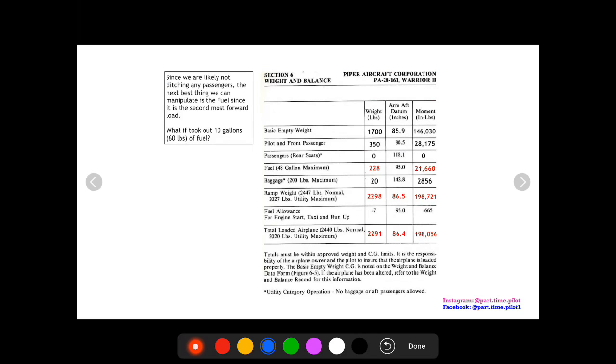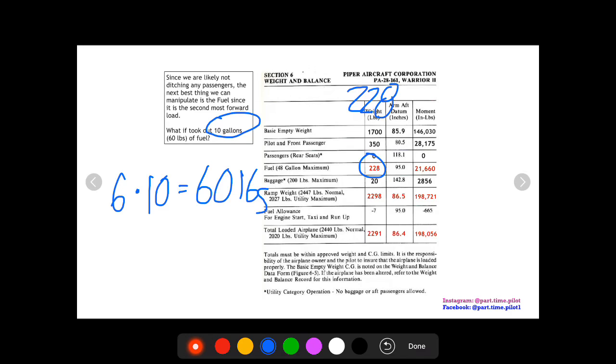So what if we did that? What if we took out 10 gallons of fuel? We know that each gallon of fuel is 6 pounds. So 6 times 10 gallons is 60 pounds. Okay? So now if we subtract 60 pounds from our 288 pounds of fuel to get 228 pounds of fuel, now we have a new fuel weight, and we need to calculate the new fuel moment. We do 228 times 95, and we get 21,660.